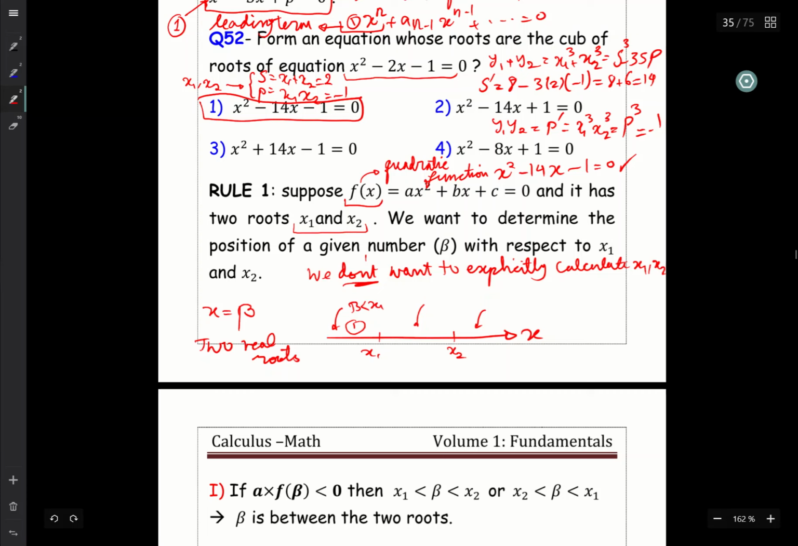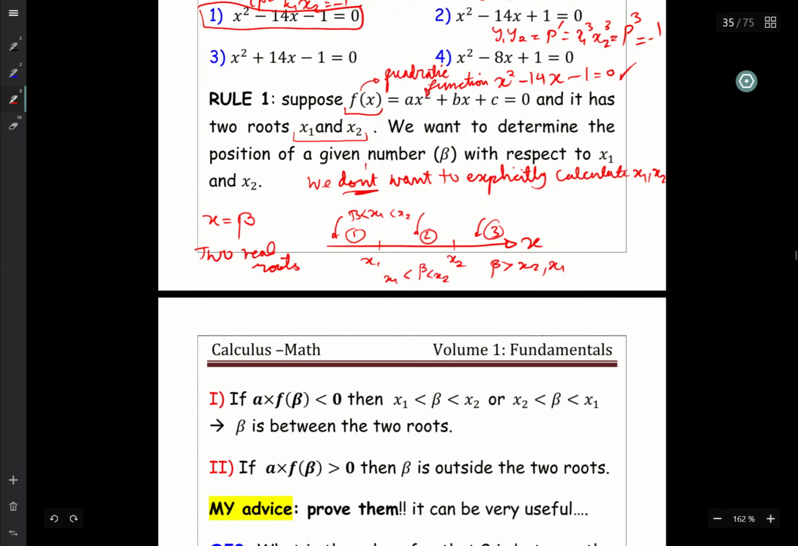Or it could be between the two roots, beta in the second region, between x1 and x2. Or it could be greater than both roots, in the third. So first one, beta is less than the two roots. Region 2, beta is between the two roots. And region 3, beta is greater than x2 and of course x1.